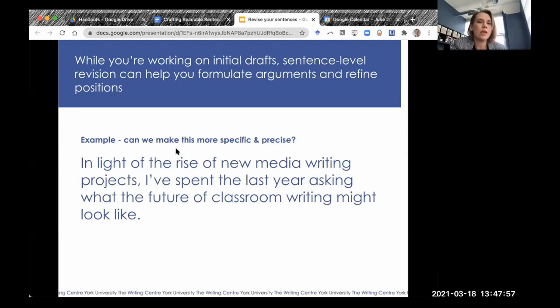And what we should be doing at the outset of our process is asking ourselves constantly, what do I mean by these key words that I'm using? New media writing project, what is that? Can I make that more specific with more precise terminology? What kinds of questions am I asking about the future of classroom writing? What do I mean by what it might look like? And so this gets you to be focused at the sentence level, but for the purpose of being more precise and specific with your argument and your language at the outset.